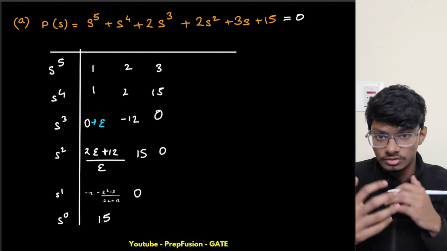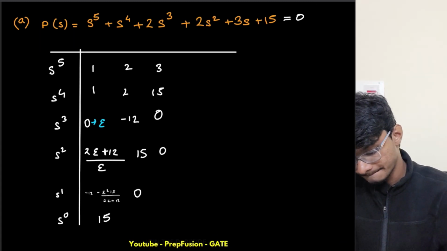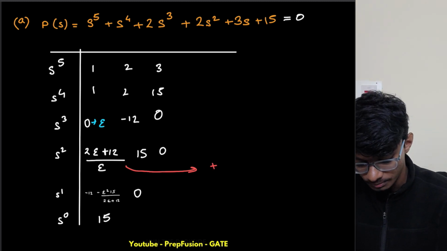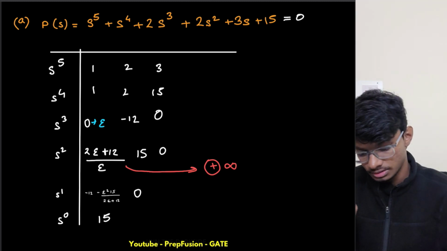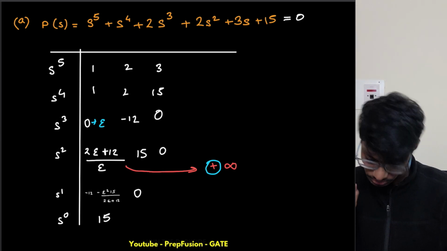So this is an analogy. You think of it like this one. This will be easier for you to understand. If I put epsilon equals 0, this will be plus infinity. So the sign is important, plus sign.